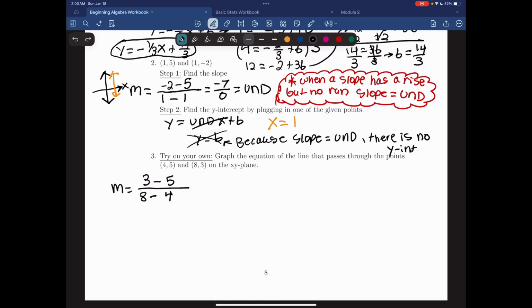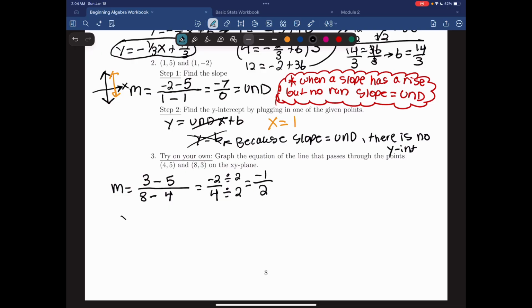Then 3 minus 5 is negative 2, and 8 minus 4 is 4. Here we can reduce our slope. Because we're given negative 2 over 4, we can divide both the numerator and denominator by 2. So negative 2 divided by 2 is negative 1, and 4 divided by 2 is 2. So that's our slope, negative 1/2.